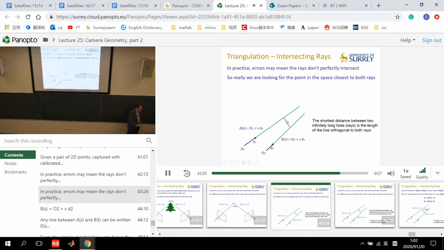Right. So the way that we're going to do this is by looking for the point P that's closest to both lines, which is on the line of shortest distance between the two rays, which are just infinitely long lines. Sorry, that shortest distance between those two rays is going to be a line that's orthogonal to both. So that point P is going to lie in the middle of that short line that's orthogonal to both of the rays. We're looking for the midpoint of that line, and that's going to be our solution P.